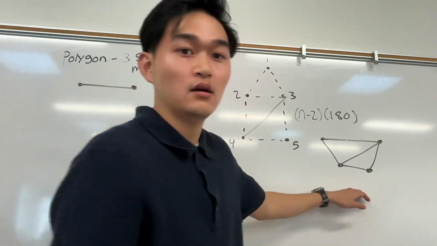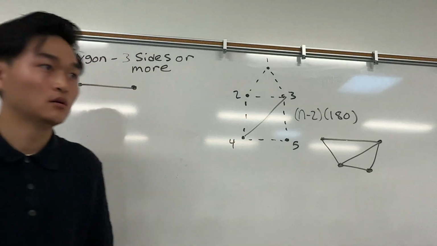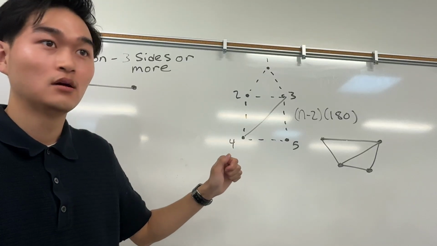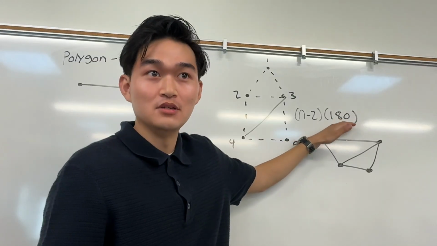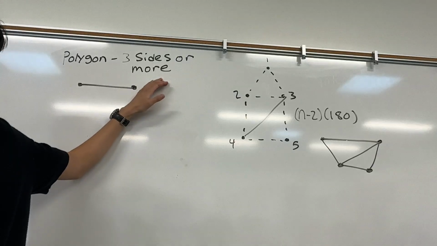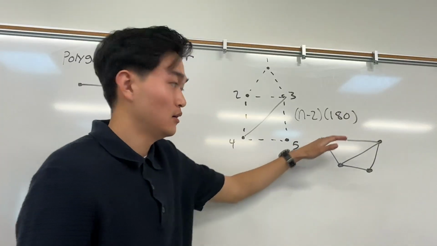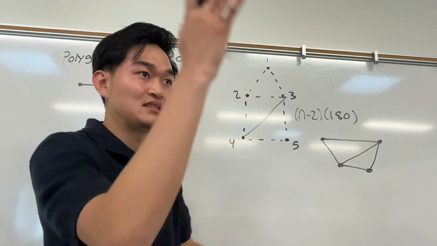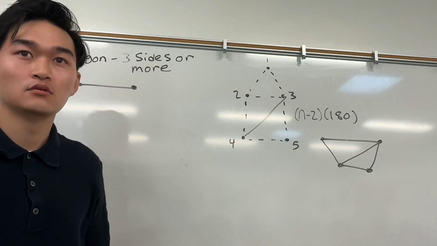And what does the sum of a triangle equal? Anybody have an idea? 180. So that's why it's 180. That's what that formula means. A polygon is 3 or more sides, so it has to be at least a triangle. A triangle is 180, and that's the formula, n minus 2, because when you make a diagonal line, you're splitting it into triangles. You understand that?